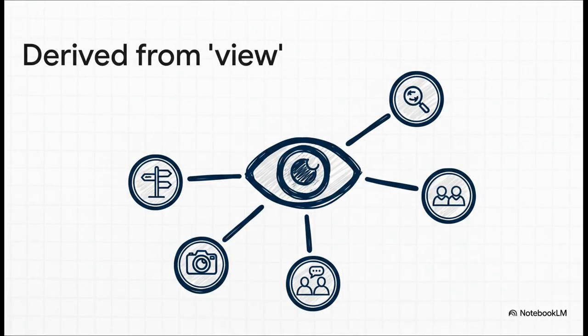And here's the proof right here. Look at what we get from view. We get viewer, that's someone who views, review, to view something again, interview, which is pretty cool. It's literally a view between people. Then you've got viewpoint, point of view, viewfinder. All of these more complex ideas, and they all grow from that one simple, powerful root word.